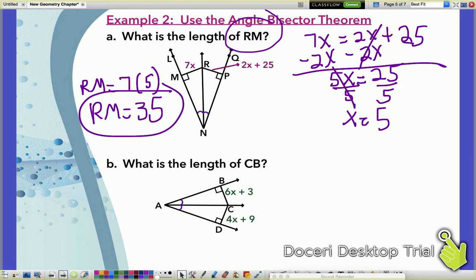Okay, so this is basically how you're going to set up every problem in this section. Okay, so CB. Let's find x.